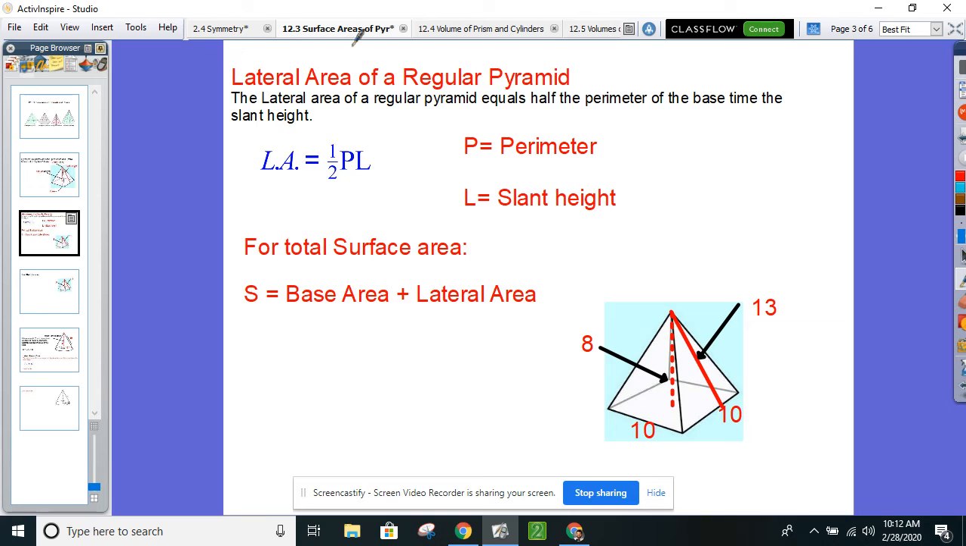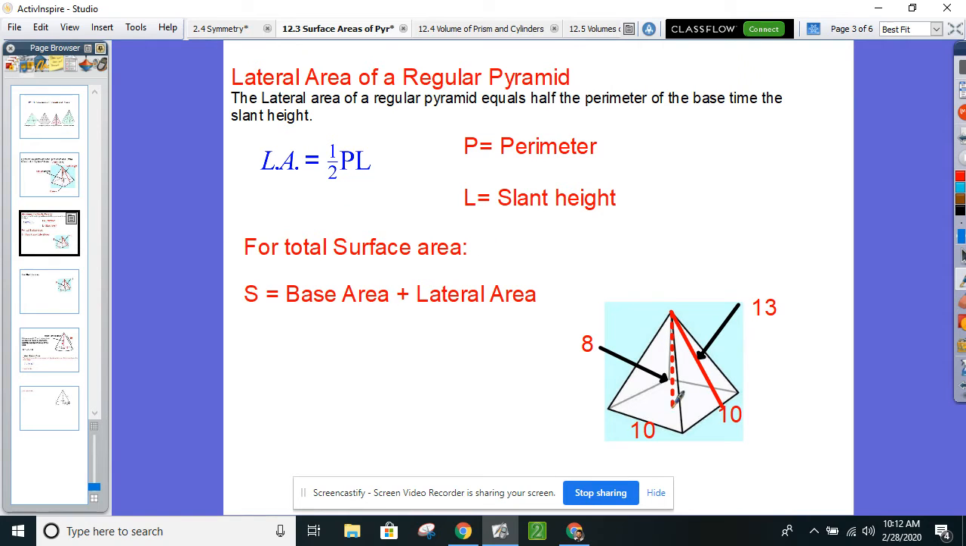So let's look at the lateral area. Lateral area equals 1/2 P times L. P is the perimeter, the distance around the base. L is your slant height. Remember, we're using slant height because it's the height on the surface. That's the one we'll be using.